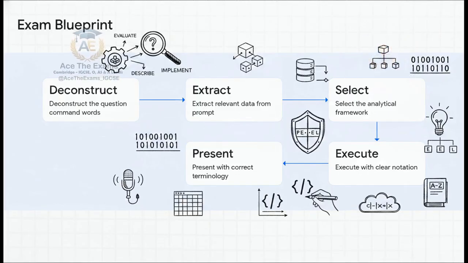Step 4. Execute with clear notation. Whether it's an algorithm or a trace table, write it cleanly. Don't make the examiner guess what your handwriting means. And Step 5. Present with terminology. Listen to me on this one. Do not use vague, everyday words. You must use the precise, high-level technical vocabulary required by the 9618 syllabus.